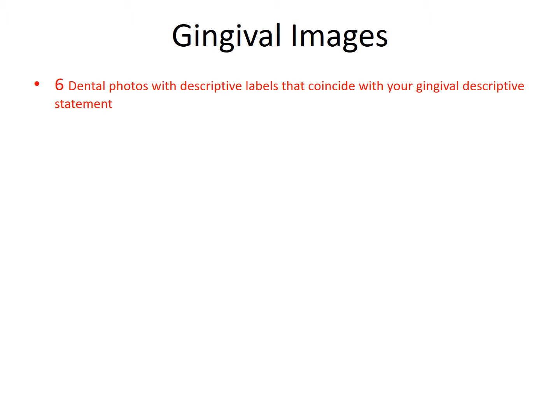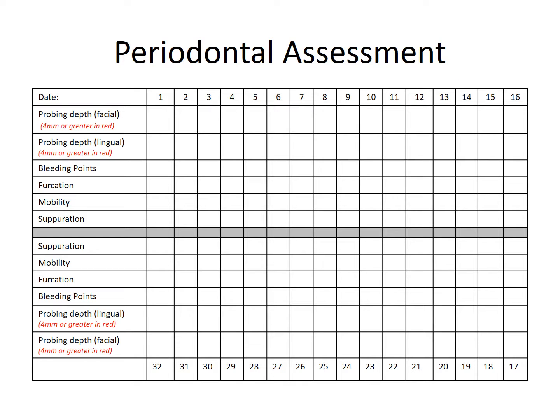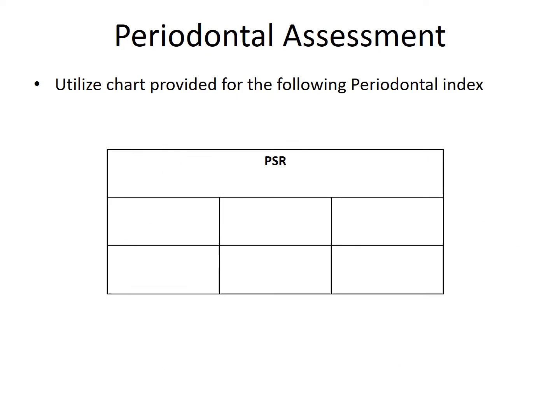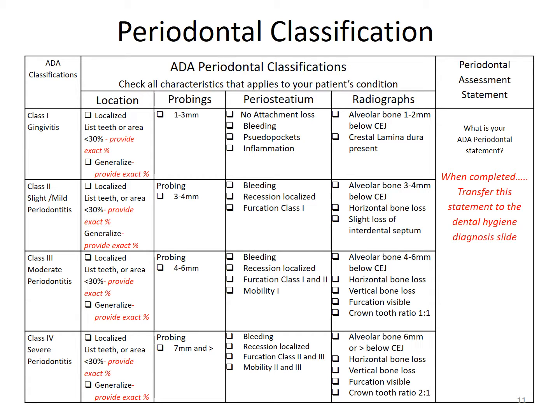Complete your gingival assessment with 6 photos with descriptive labels that coincide with your gingival descriptive statement and your patient's condition and disease. Utilize one of the graded periodontal assessment chartings from assignments 1 through 3 to complete this slide. Complete the PSR as it reflects the periodontal classification and periocharting. Complete the ADA periodontal classification that is reflective with periodontal charting.